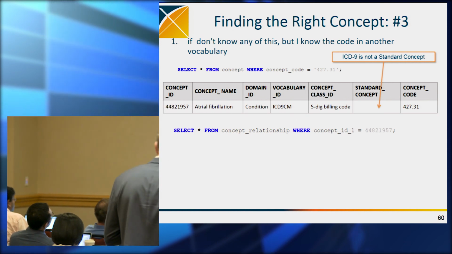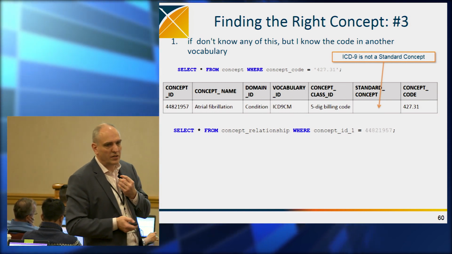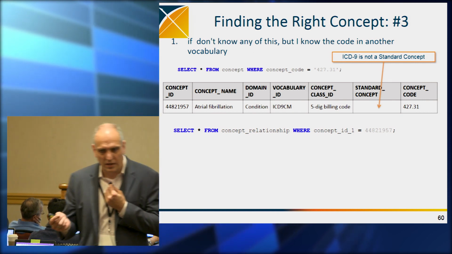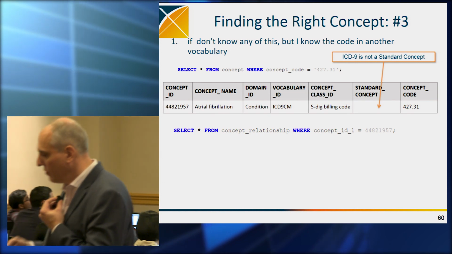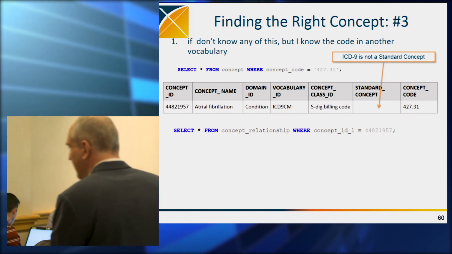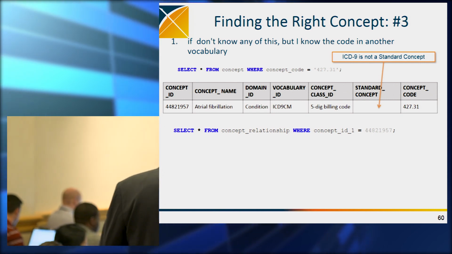How do we do that? There is a concept relationship table. The concept relationship table contains all the relationships that concepts have amongst each other. And one of the relationships that concepts can have to each other is a mapping relationship. The relationship ID is called Maps to.